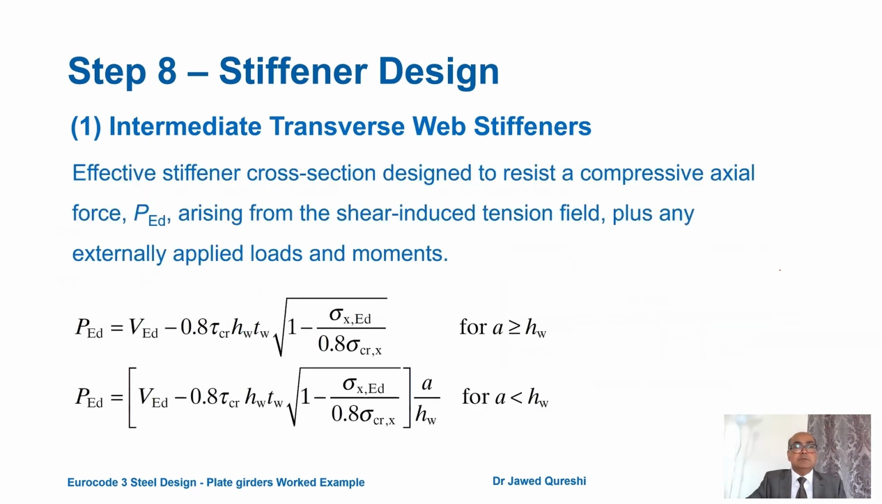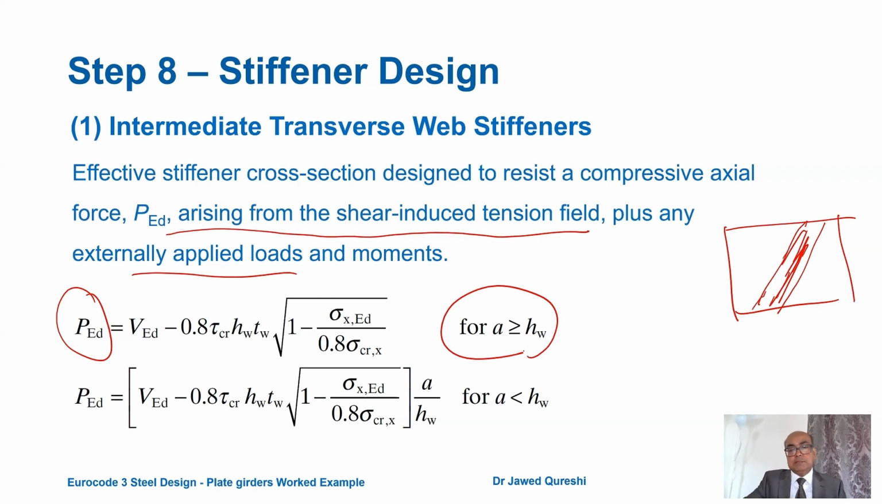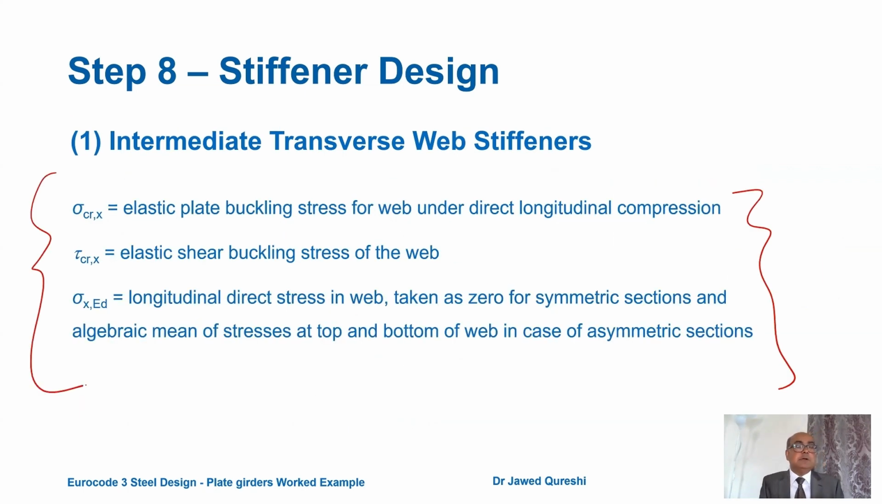The intermediate stiffeners, they should be designed for PED that arises from shear induced tension field. So if you have this web panel, you saw in theoretical background earlier that it has this tension field, and this will result in some kind of load which is found by PED in any other externally applied load. So if we have a point load, simply we will add this up. And again, this depends on web aspect ratio. This is explanation of different parameters.